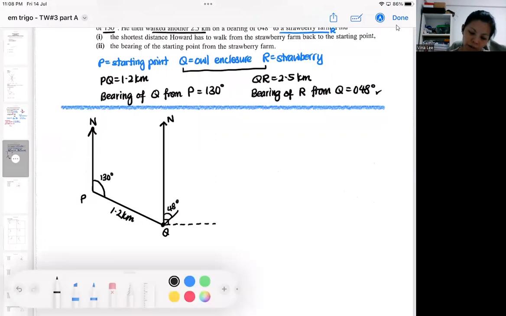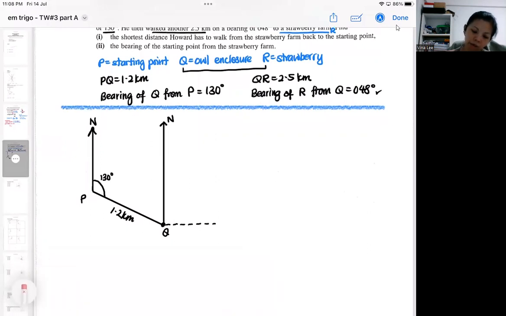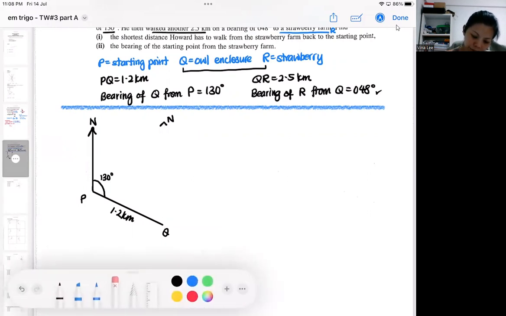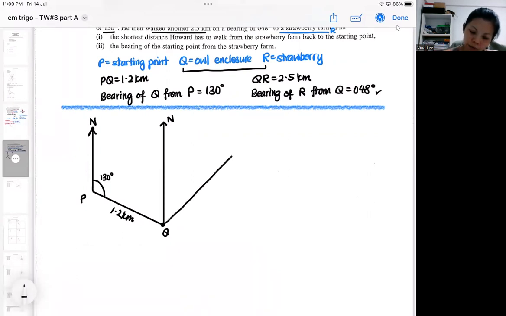So have an idea how 90 degrees looks. Then from there, you estimate the 48. All the way, it should be longer because it's 2.5 kilometers. So this is R, and this one should be 2.5. And here it should be a 48 degree angle. So that will be the diagram that I will draw up.